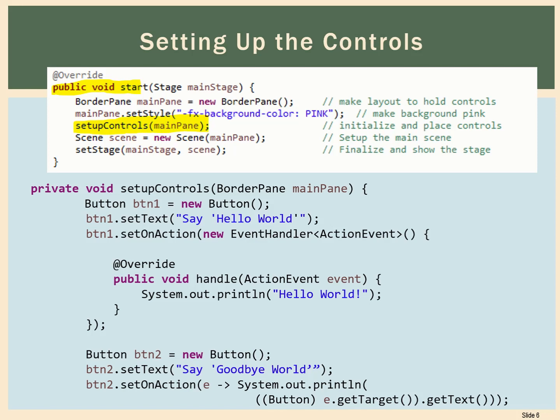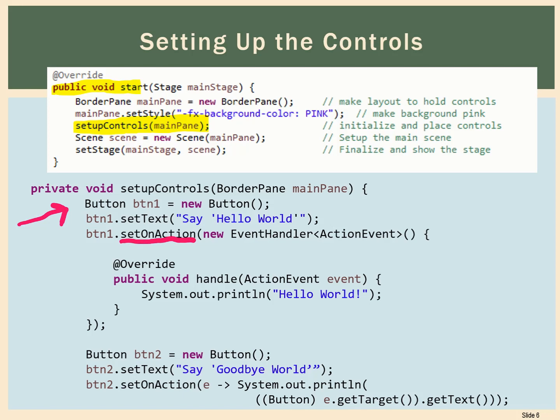So here again we have button 1. It says say hello world, and here we set the onAction property of the button. And to set the onAction property of the button, we have to give that button an event handler. The way we do this, or the way we used to do this, still works by the way, but we really have to give it an event handler.